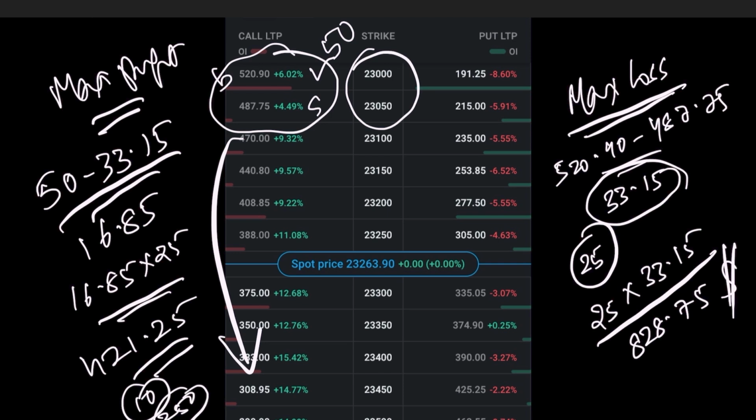Now let's say you have taken 10 lots, that is 250 shares. To calculate the maximum loss or maximum profit, all you have to do is replace this 25 with 250. So if you have taken 10 lots, your maximum loss will be $8,287.5 and your maximum profit will be $4,212.5.